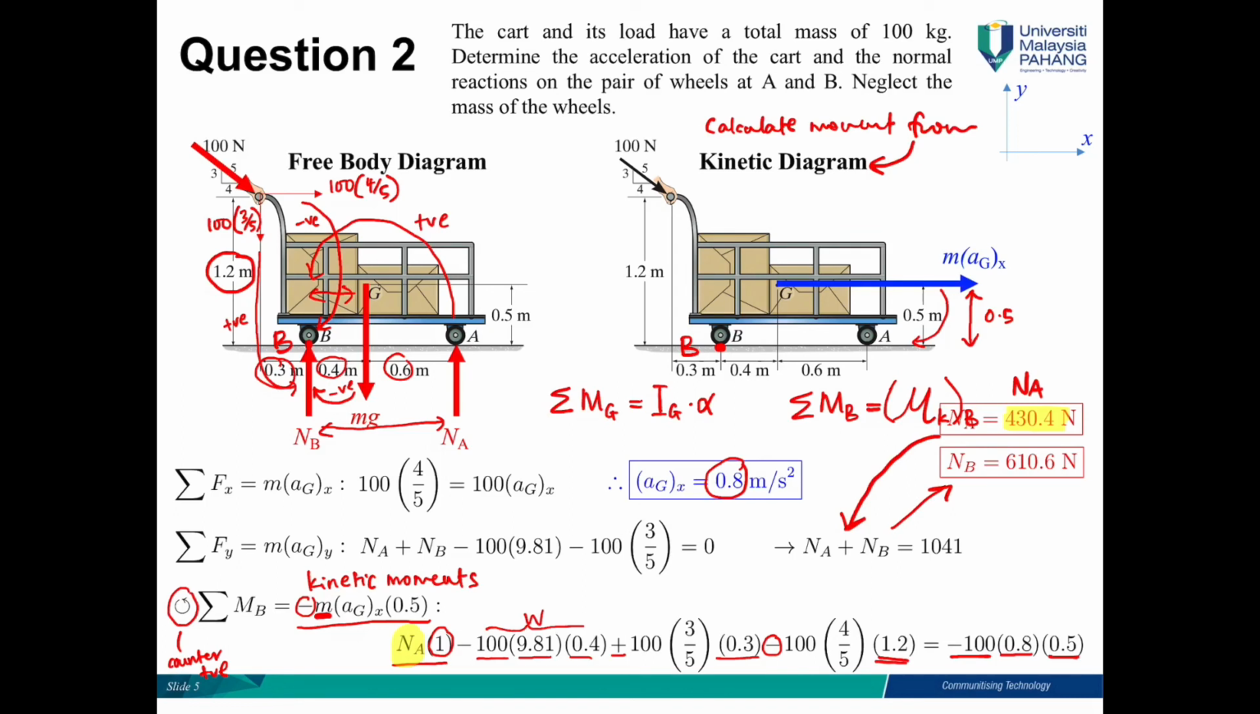N_B is 610.6. So in this tutorial, I have demonstrated how you can calculate the moment about another point on the rigid body other than the center of gravity. All right, thank you.